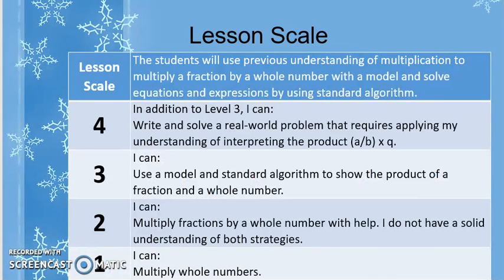Let's take a minute to review the lesson scale. By the end of this lesson, please remember that we want you to be at least at a level 3. Okay, this is our goal. We can use a model and standard algorithm to show the product of a fraction and a whole number. And we want to be able to do that with a model and by using standard algorithms. So we want you to be able to do it both ways.